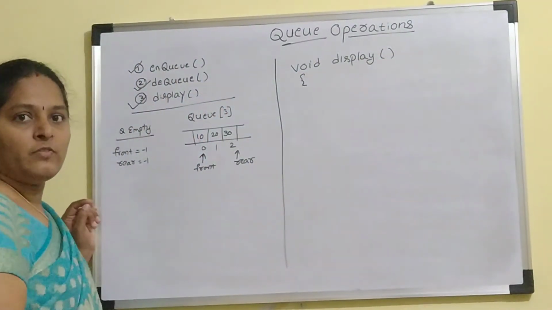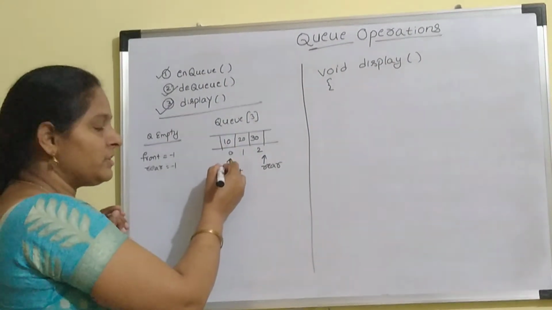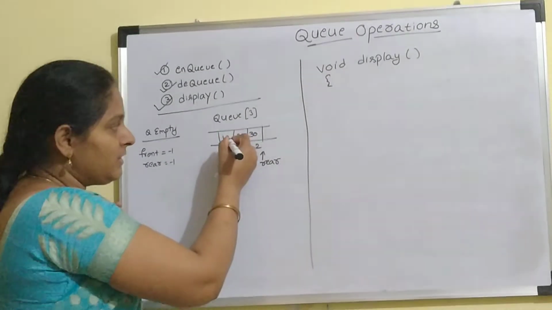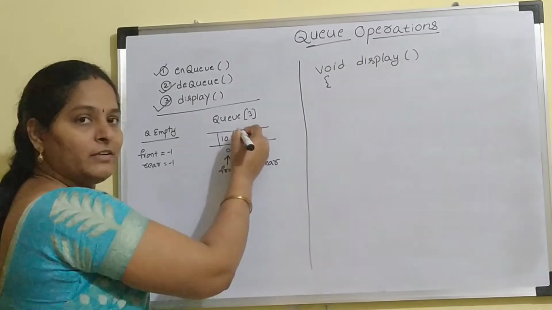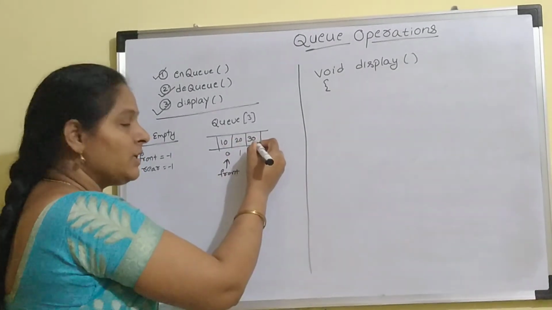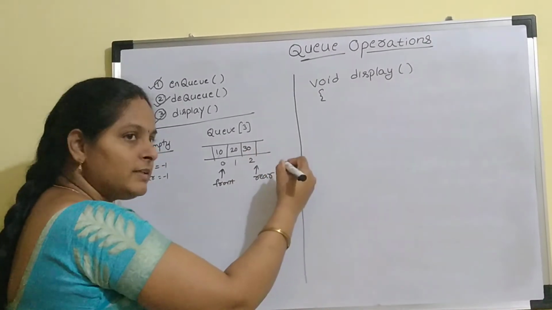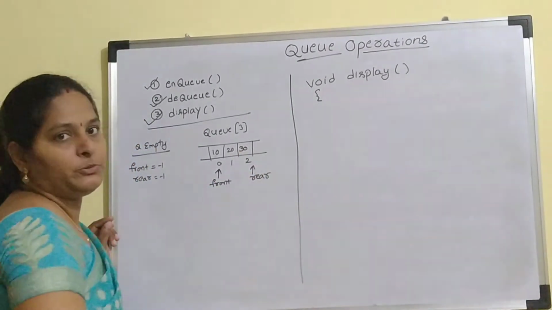So first of all, what I need to do is, from the front position, I need to start. I need to print the front element. Then I need to move to the next position. I need to print the second element. Then I need to move to the third position. I need to print the third element. Like that I have to move till the end of the queue.